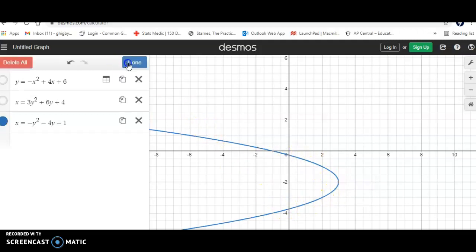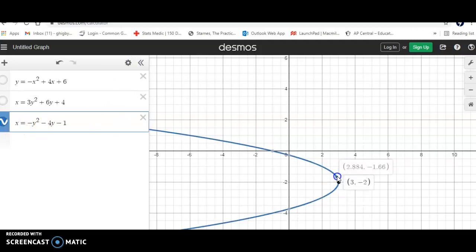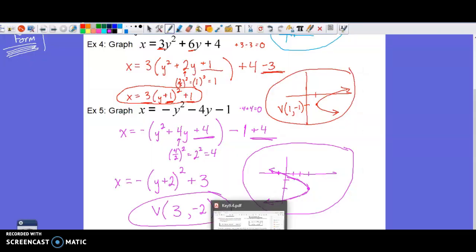By the way, apparently you cannot turn this into a table because it's not a function. I guess you can only see the tables on Desmos if it's a function. But if you click on the graph, you can actually move around and see what the ordered pairs would be if you really wanted to. But all I care about is the vertex and what direction you're opening. There we go.